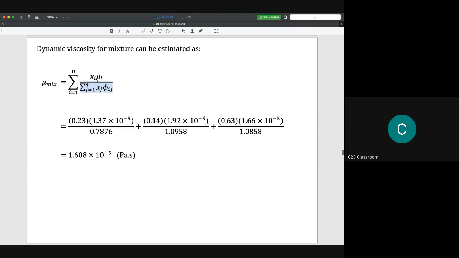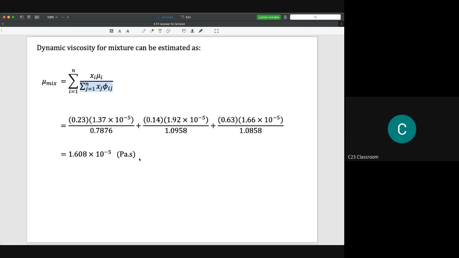So then we calculate for i and j. So we have this for carbon dioxide, this is for oxygen, and this is for nitrogen. Finally we add all these values, and we could assume that it is around 1.608 times 10 to the power of -5 Pascal second. So actually this is the step for the upper estimation of viscosity.